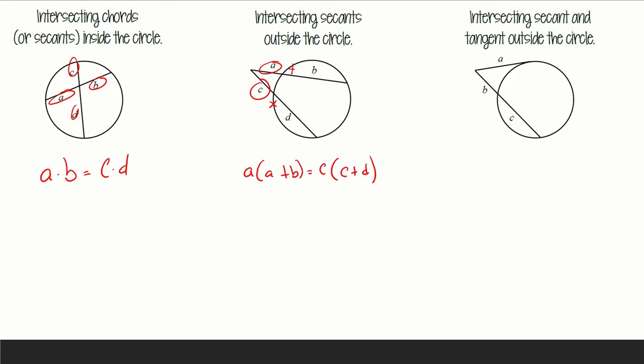And the same for an intersecting tangent and a secant. Here we have the outside part, which is A, times the whole thing, which is A again. So we say A squared, and that's going to equal the outside part times the whole thing, which is B plus C.